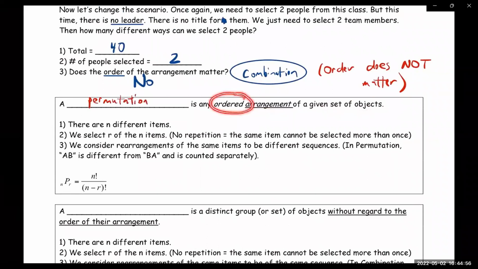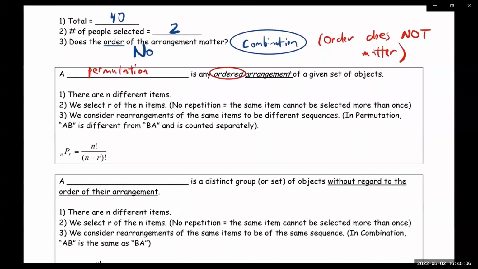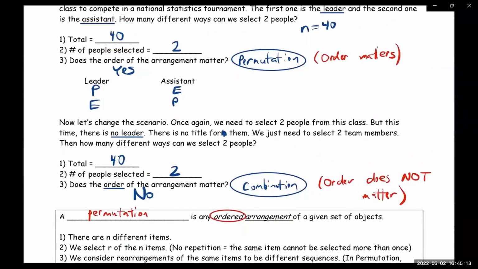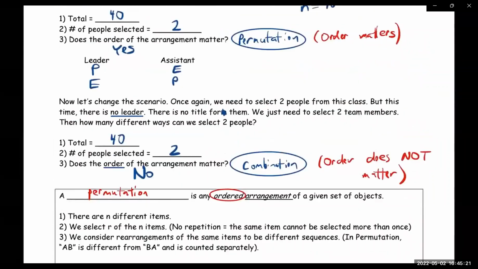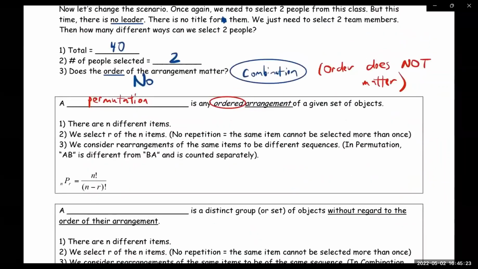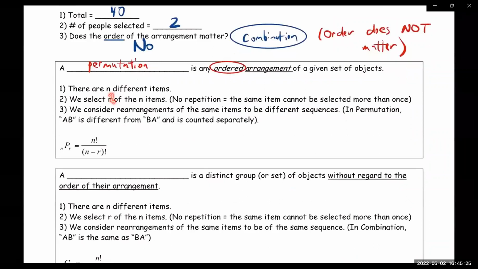It's a permutation because it's ordered. So that's the keyword. All right. So if there's n different items to choose from, in this case there's 40 different people to choose from. So that's your n. We're selecting r of the n. That means we're selecting 2 people, right? So that's your r. So you're selecting 2.